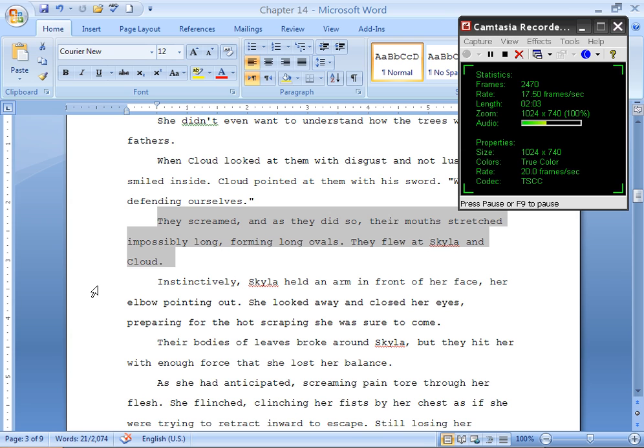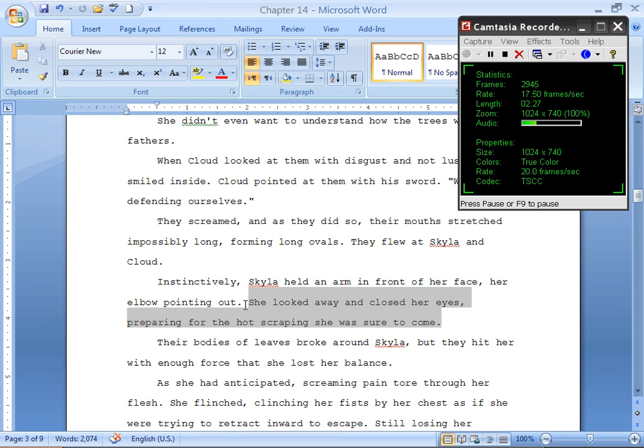She looked away and closed her eyes, preparing for the hot scraping that was sure to come. This sort of is like introspection. It's narrating, but it's sort of introspection because I'm sharing her thoughts. This is what introspection is. You're sharing the character's thoughts, not literal thoughts, but what's going through her head. And you have to narrate that. You have to kind of narrate what's going through the character's head.